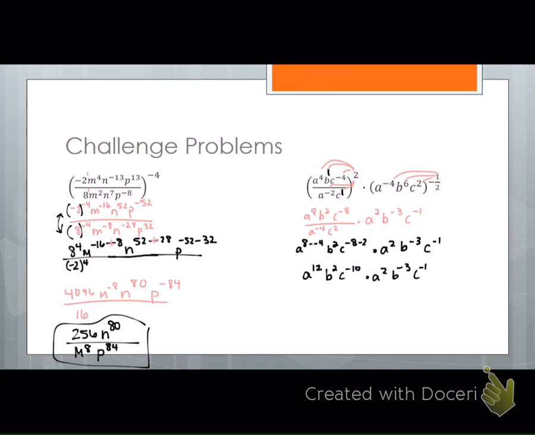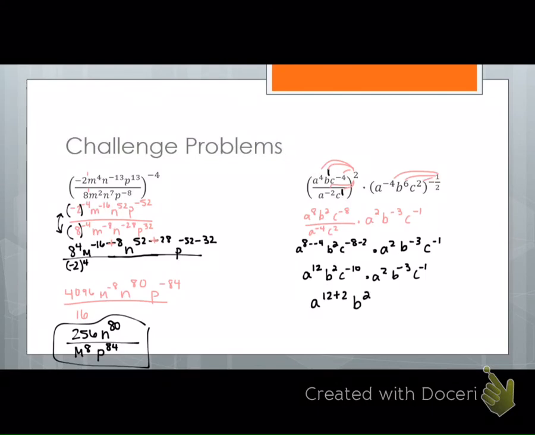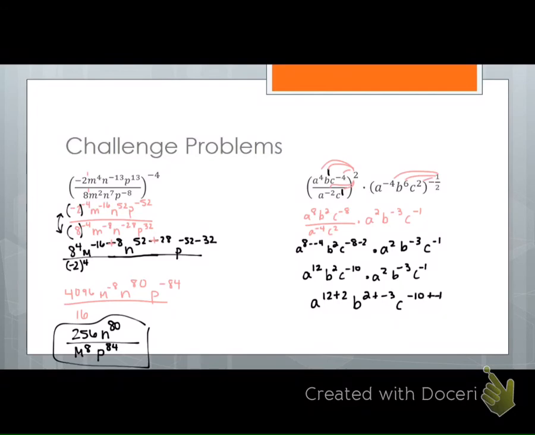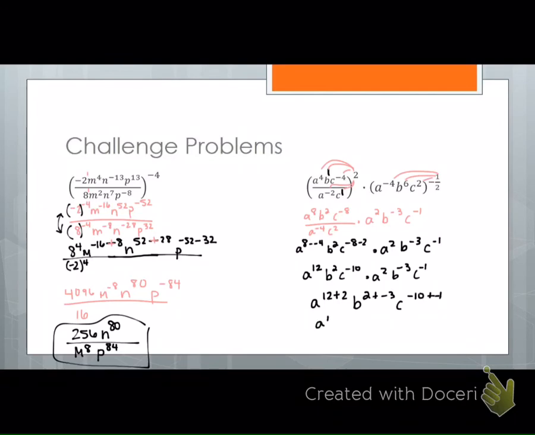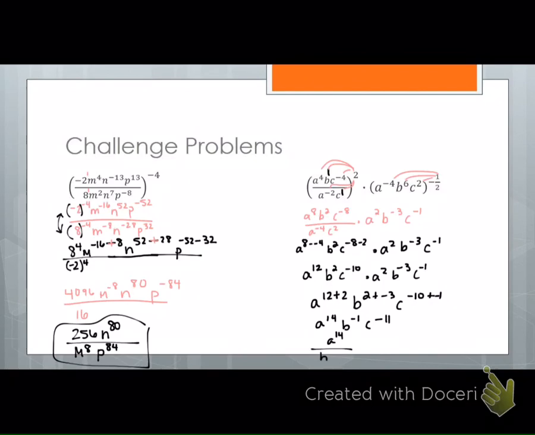That's just one side. So the product rule tells us to add the exponents. So I'm going to add anything that has like exponents here. So I get a to the 14th, b to the negative 1, c to the negative 11th. So your final answer is a to the 14th over b, c to the 11th. Did anybody get that?